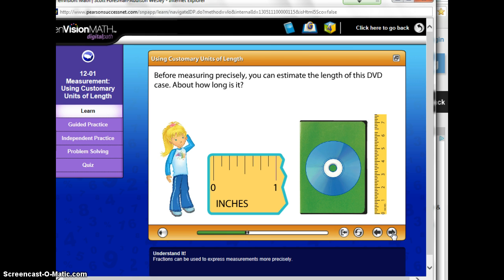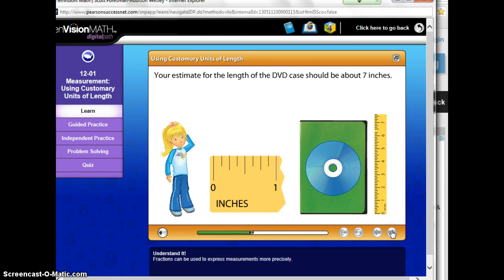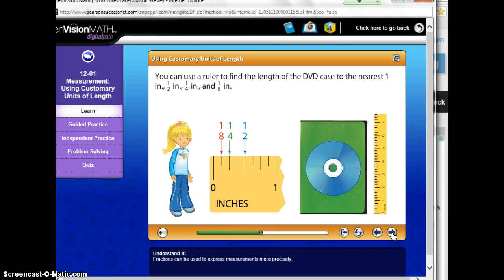Natasha? About how long is that DVD case? 7 inches is correct. So that's a good estimate. We know that our answer is going to be close to 7 inches, maybe a little more, maybe a little less. So if we were using the ruler to find the exact length of this DVD case, we have to ask specifically to the nearest what type of an inch, the nearest what section.